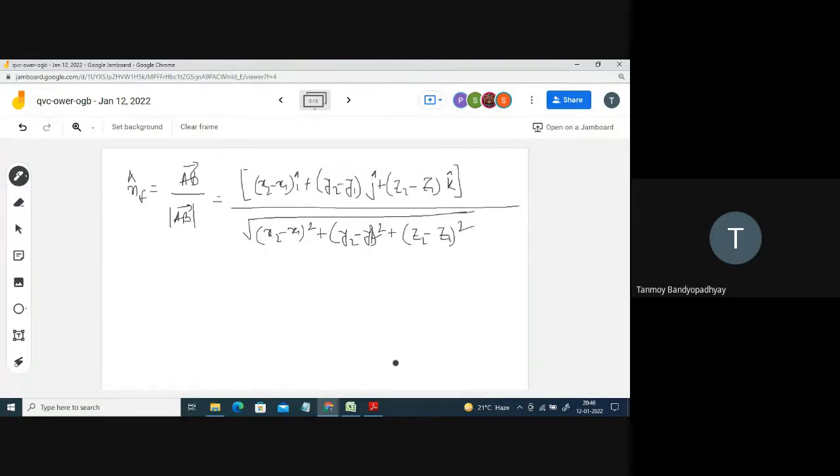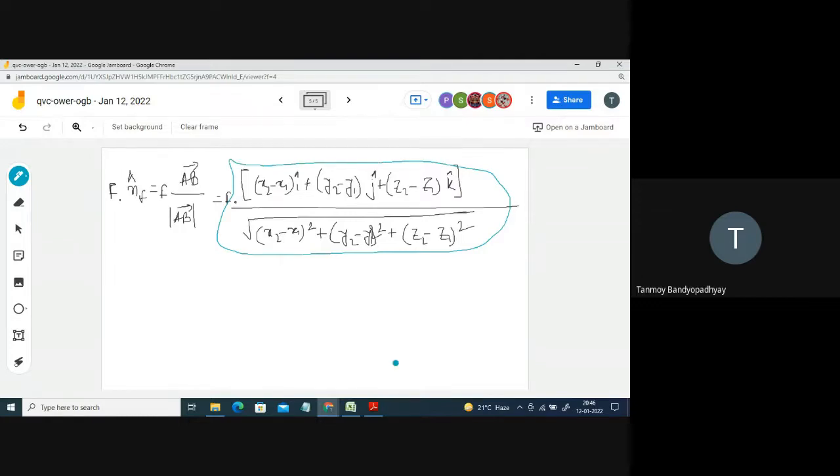So you have got this, and if you need the force vector, the force vector is the magnitude of the force into this unit vector. So just multiply it by the magnitude of the force, whatever it is. This is how you get a force when you have the magnitude of the force F and you know a unit vector, or rather two points A and B.